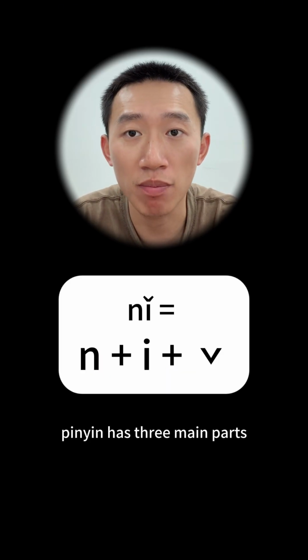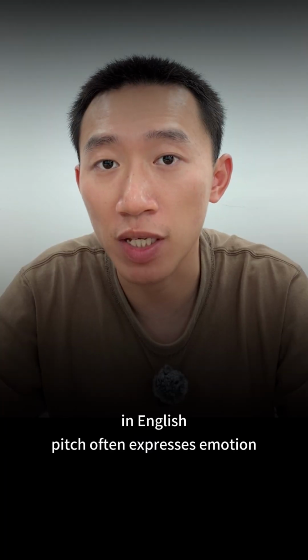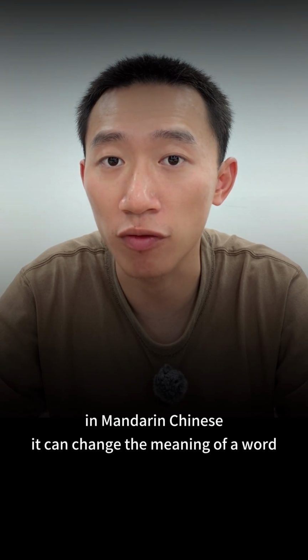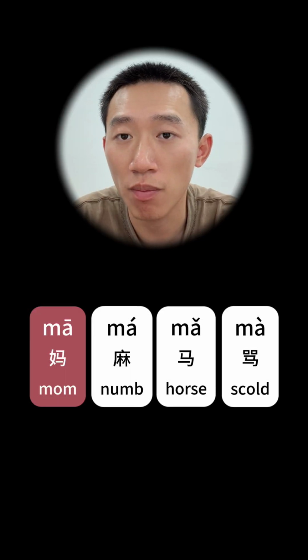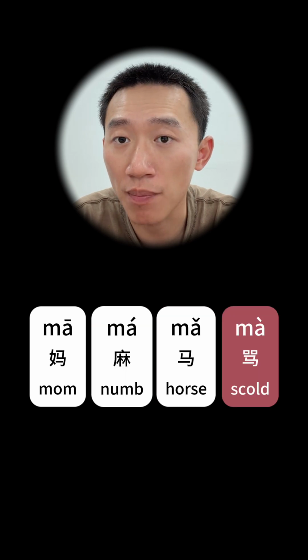Pinyin has 3 main parts: initials, finals, and tones. In English, pitch often expresses emotion. In Mandarin, it can change the meaning of a word. For example, mā, má, mǎ, mà.